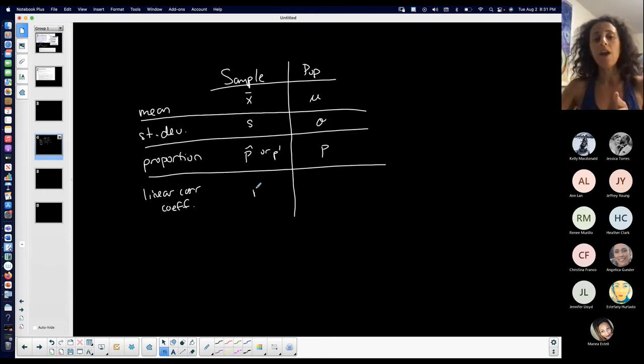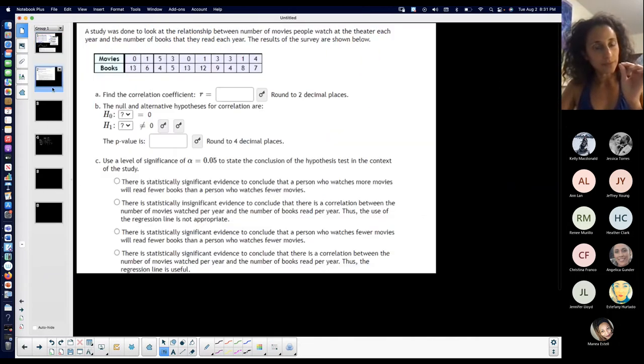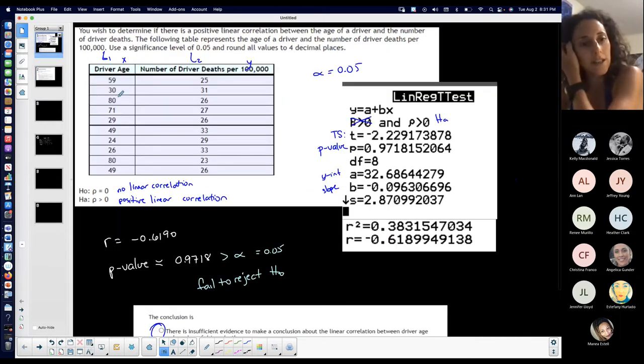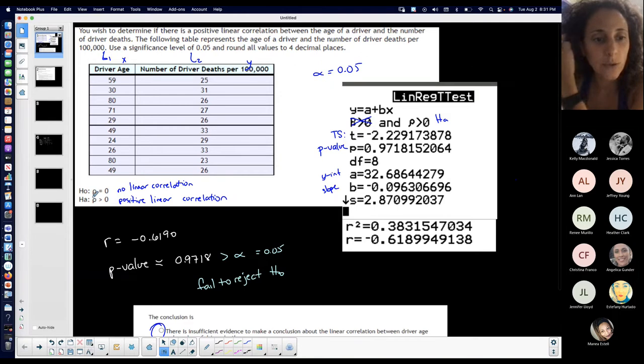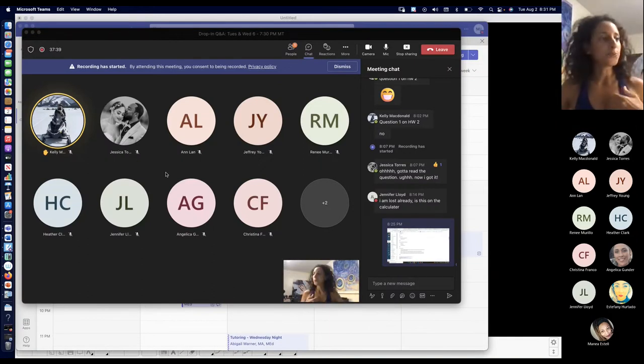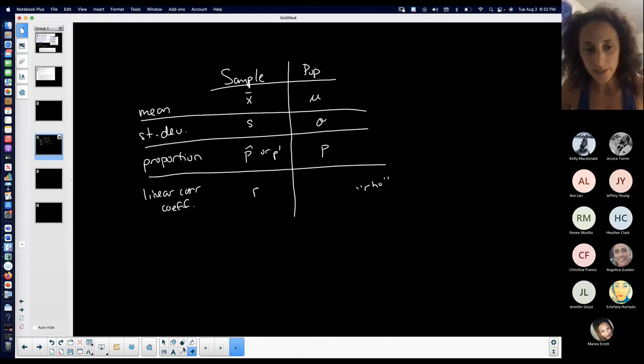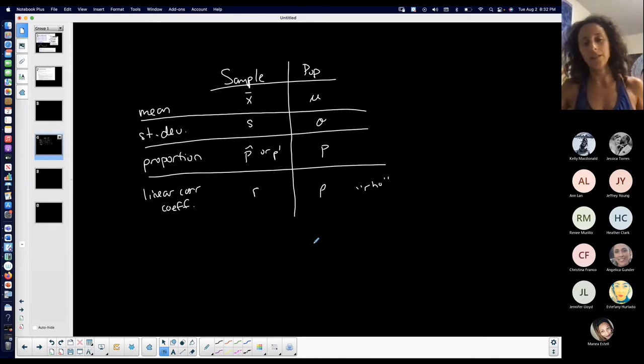Now for linear correlation coefficient, lowercase r is your sample linear correlation coefficient, and rho, another Greek letter, represents the population linear correlation coefficient. That's this guy, which is not exactly a lowercase p. I know it looks like it here, but it's a little fancier than that. So it's not really p, it's called rho. This is the best way I could draw it, because I don't want it to look like a p.